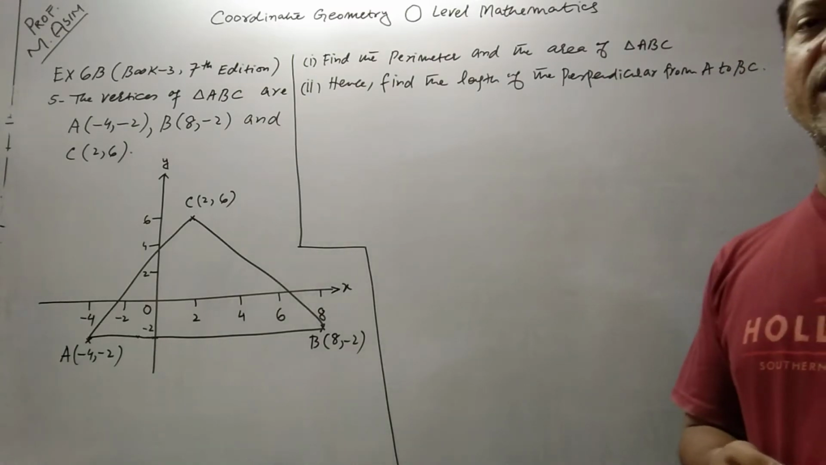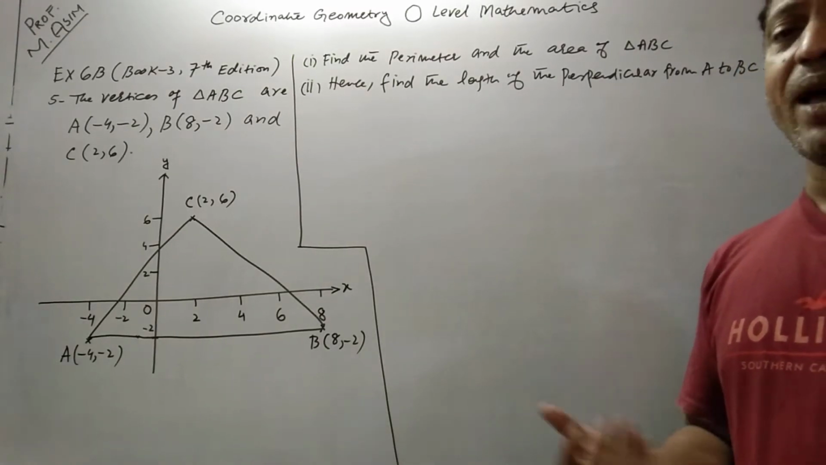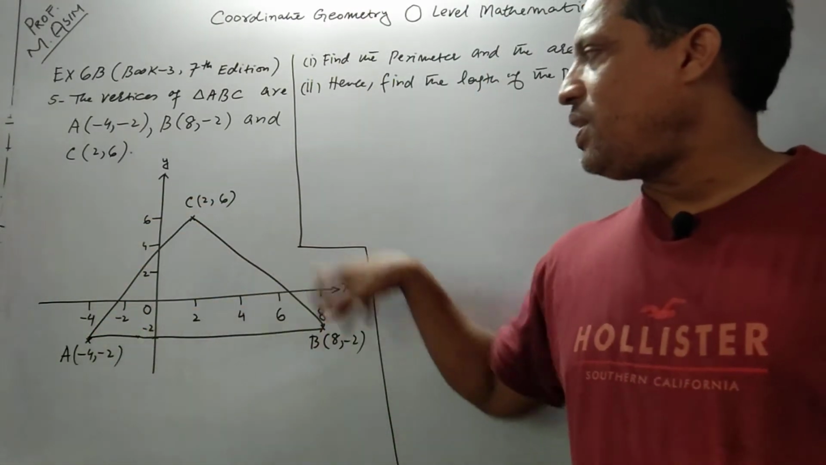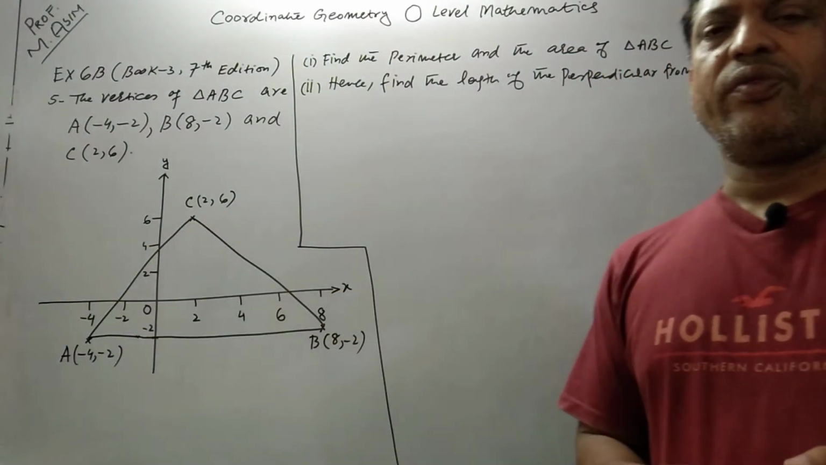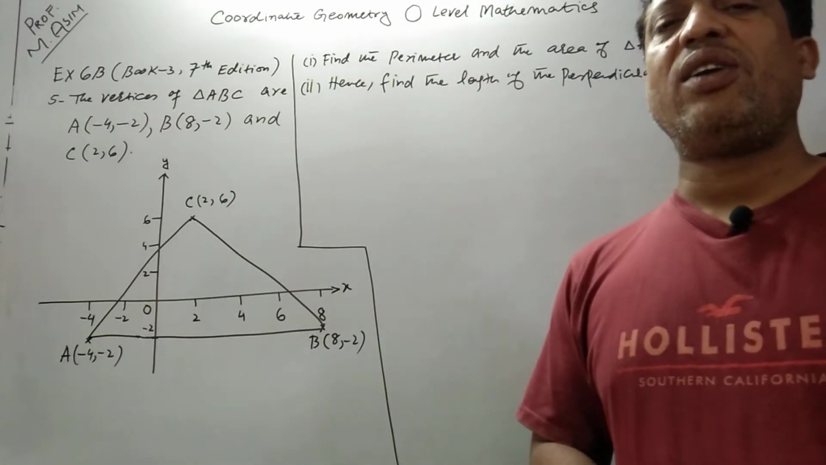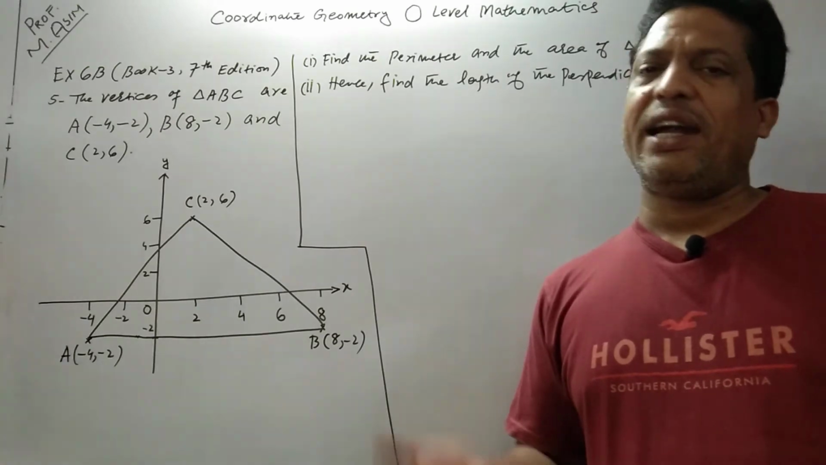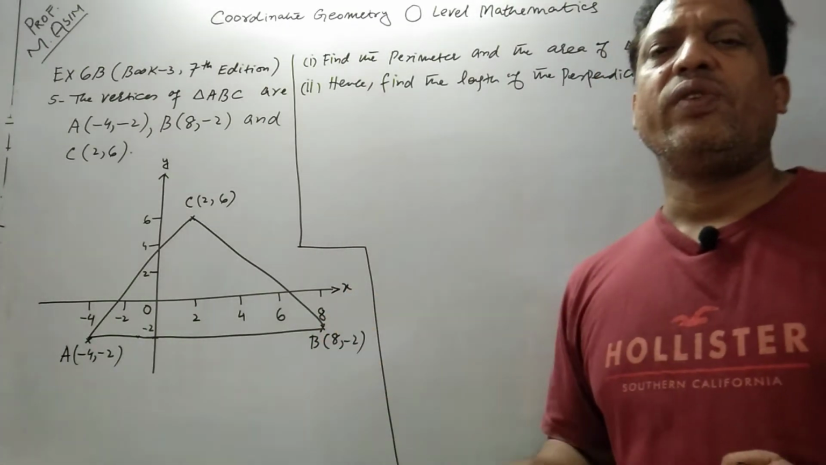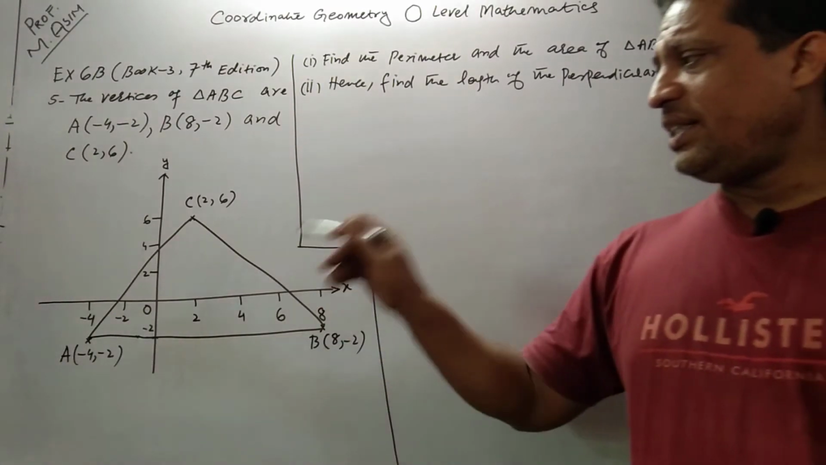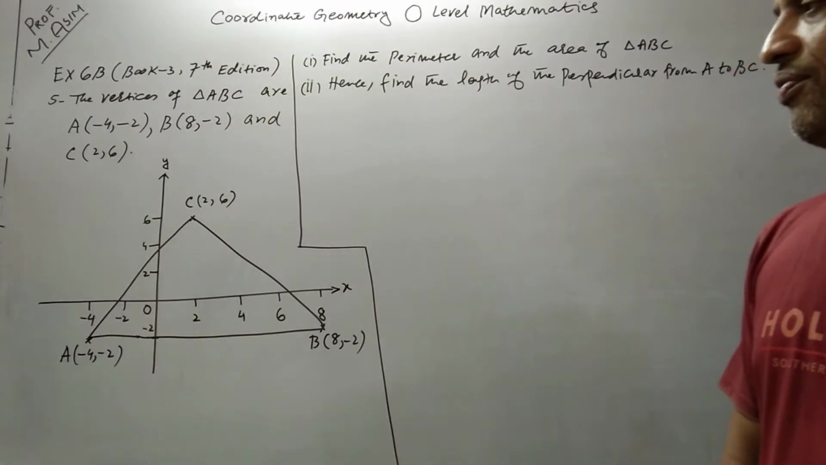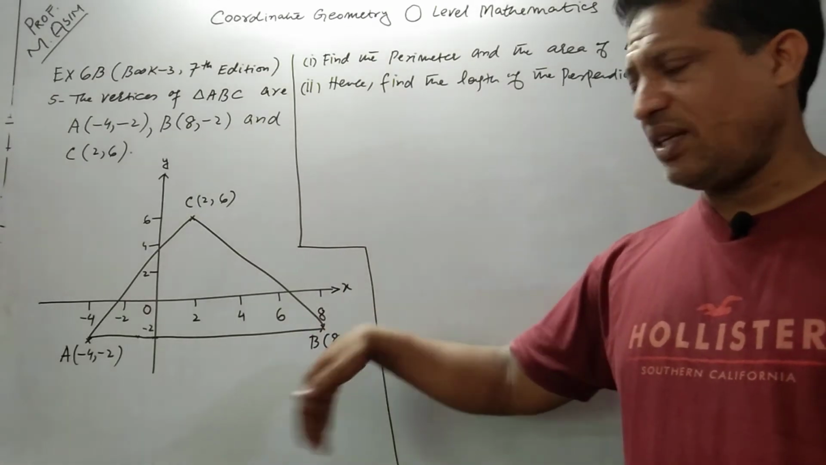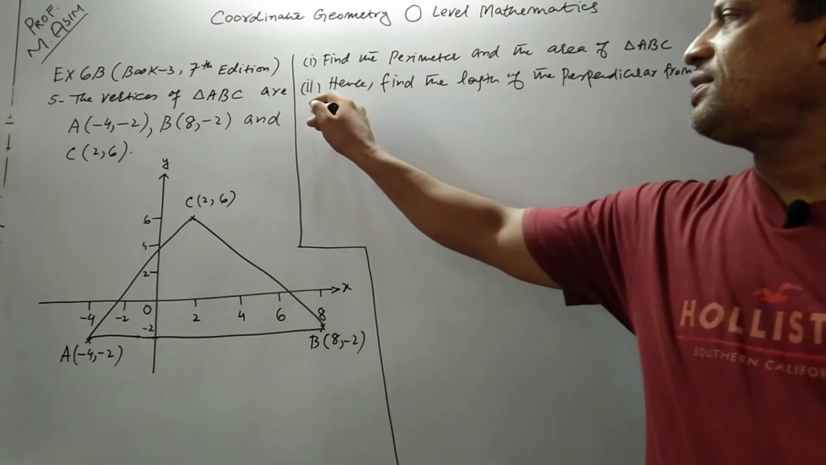So first we have to calculate the perimeter. What is the perimeter? Perimeter means to find all the lengths AB, BC, AC and add them up. Whenever you are asked about the perimeter, it means to find all the lengths or distances and add them up. So first we have to find the distance of AB. There are two ways to find the distance. One is by using the distance formula like this.